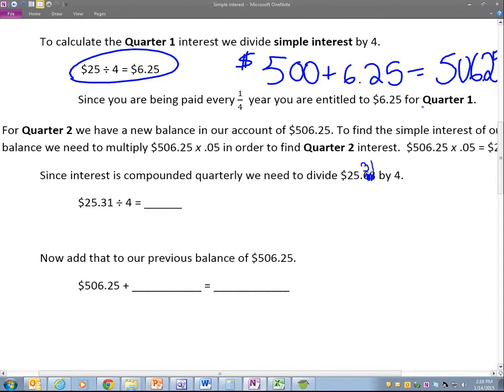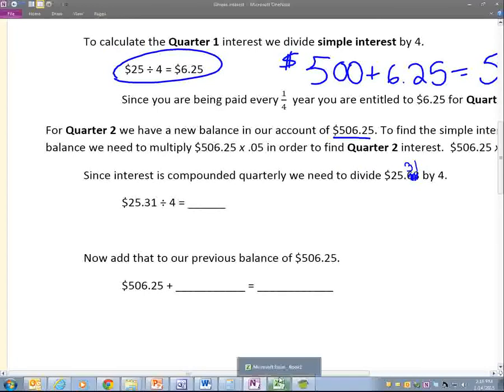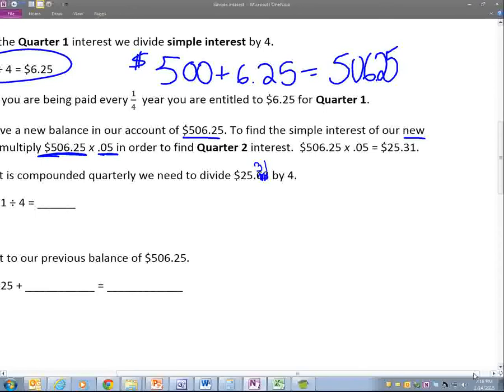All right. Now the part that gets some people a little bit confused. For quarter two, we have a new balance in our account of $506.25. We're done with quarter one now. To find the simple interest of our new balance, we need to multiply our new number times the interest that we're being paid to find the quarter two interest. We had to find that, which is 106.25, and that's $25.31 if it were a whole year. So do that calculation.